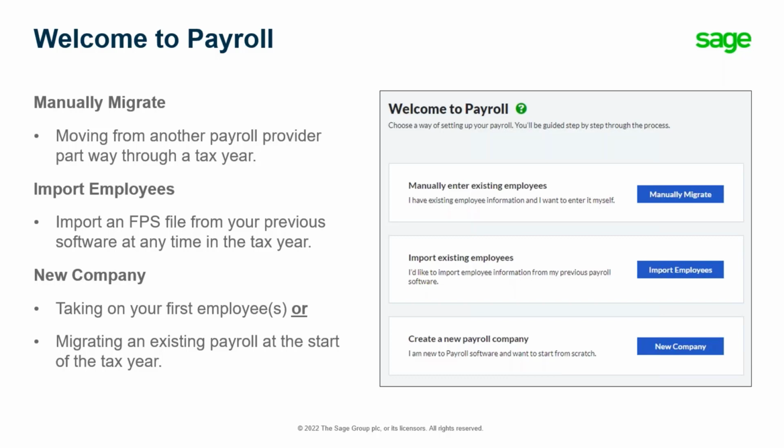The second option is to import the employee details. So this can be done from an FPS file from your previous software at any time in the tax year. So we're going to show you setting up at the start of a tax year in the demo. Could also be done mid-tax year, where it would bring in the year-to-date values as well. And then the third option, the new company option, can be used when taking on your very first employee, or if you're migrating an existing payroll at the start of a tax year and you prefer to do it manually, because you don't need any of the opening balances that you would enter in the manually migrate option.